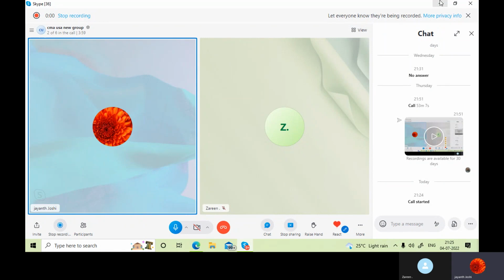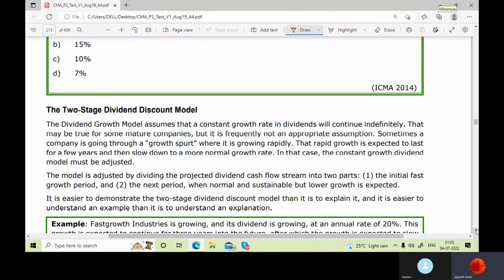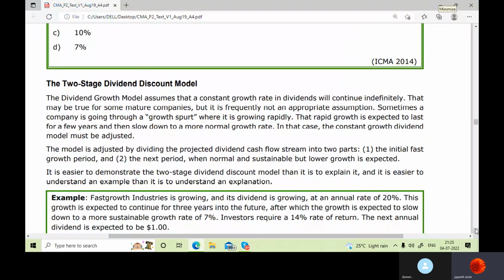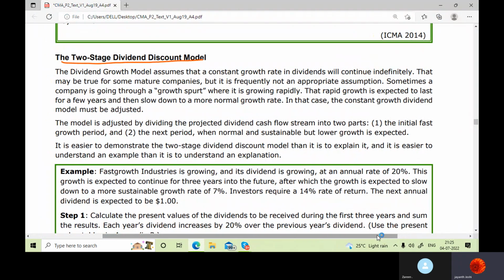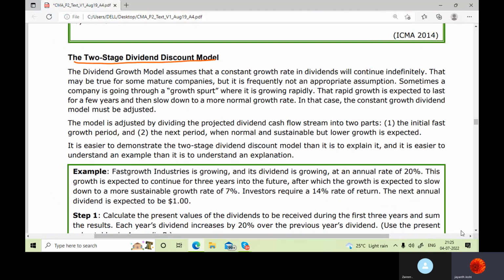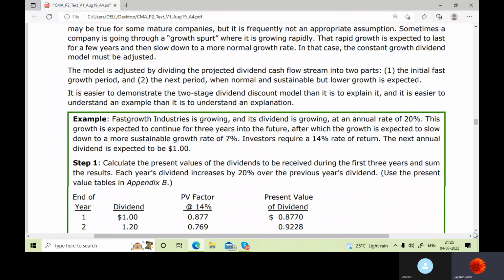So let's begin the class. Today we are doing the two-stage dividend discount model. Here the growth would be one rate in the previous some years, and then it would change in the next some years. So this is the two-stage discount model.